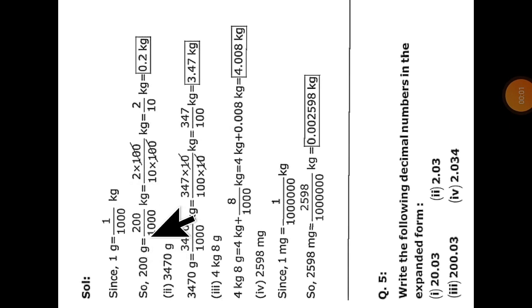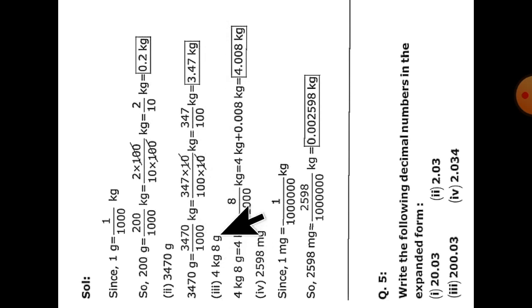Now question number 4, express in kg: 200 gram, 4 kg 8 gram, 3470 gram and 2598 milligram. 1 gram equal to 1 upon 1000 kg. 200 gram equal to 200 upon 1000 kg equal to, split this number, 2 into 100 upon 10 into 100 kg equal to, 100 will be cut, equal to 2 upon 10 kg equal to 0.2 kg. You can cut directly here 2 zeros. Okay. 3470 gram equal to 3470 upon 1000 kg equal to, split this number, 347 into 10 upon 100 into 10 kg equal to, 10 will be cut, equal to 347 upon 100 equal to 3.47 kg. Here also you can cut this 0 directly.